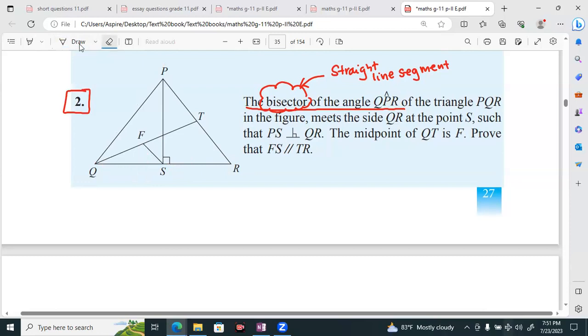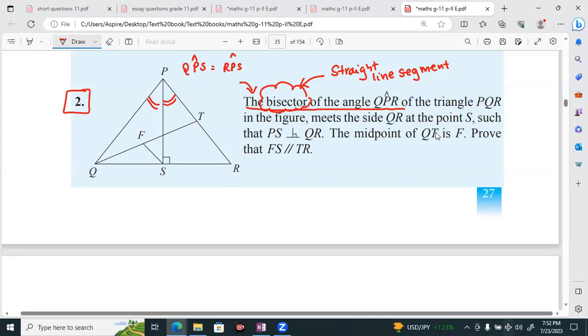PS is the bisector of the angle QPR in the triangle. The information we can get from that, that is the data, is QPS equals RPS. Angle QPS equals angle RPS. It's because PS is the bisector of QPR.